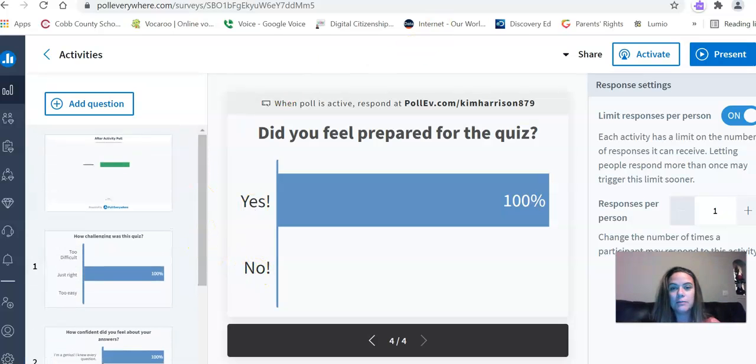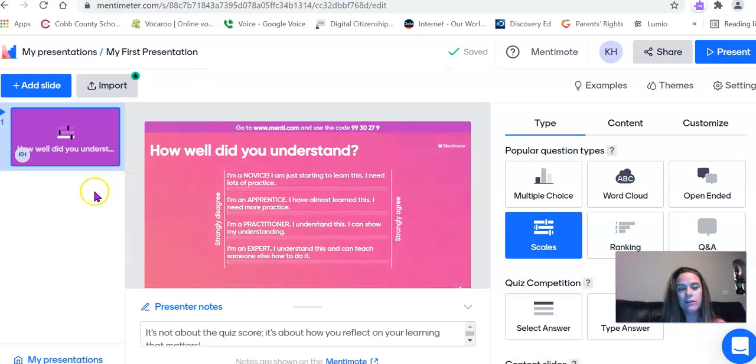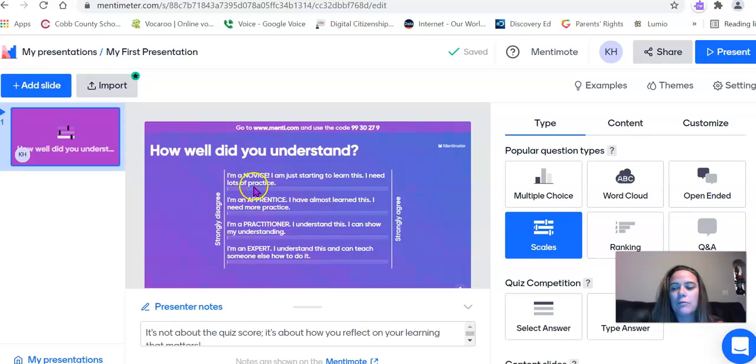I also tried something like Mentimeter. You could use Mentimeter, and you can give them the link, and this one, again, they rate themselves, and I said, how well do you think you understood? The answers I gave them were, I'm a novice. I'm just starting to learn this. I need lots of practice. I'm an apprentice. I have almost learned this.